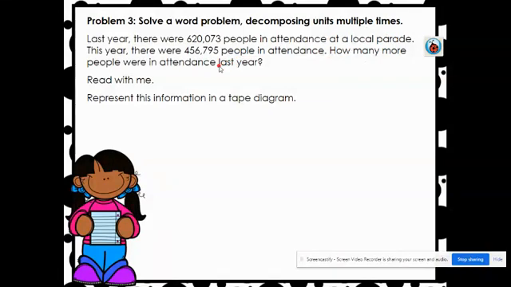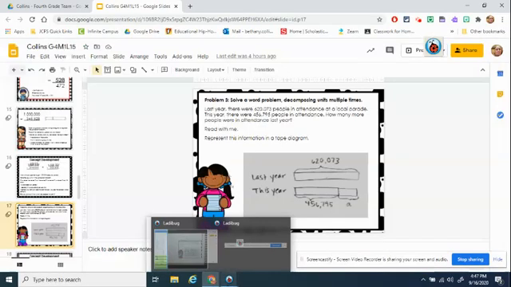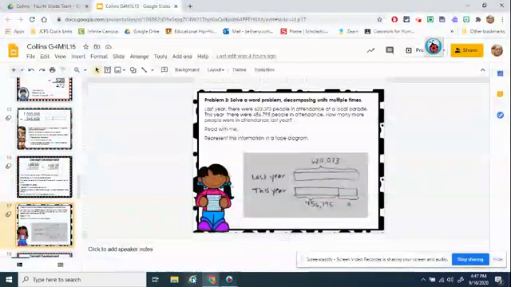Okay, so I'm going to escape. And we're going to write this before I move to my document camera. I've got 620,073 last year and 456,795 this year.